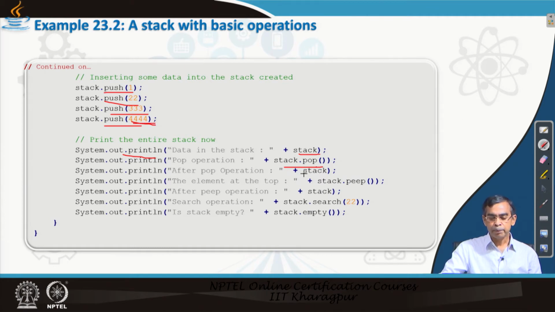Now, after the pop operation, if you print it, you can see that it will print this stack, because the pop operation removes this element permanently. Then stack peep, as you can see, will return the topmost element, and if you print this again, you will see the stack remains the same. So, peep will simply read the topmost element, but not remove it. Then stack search 22 basically checks whether 22 is in the stack or not. It will return true if it is present, otherwise false.